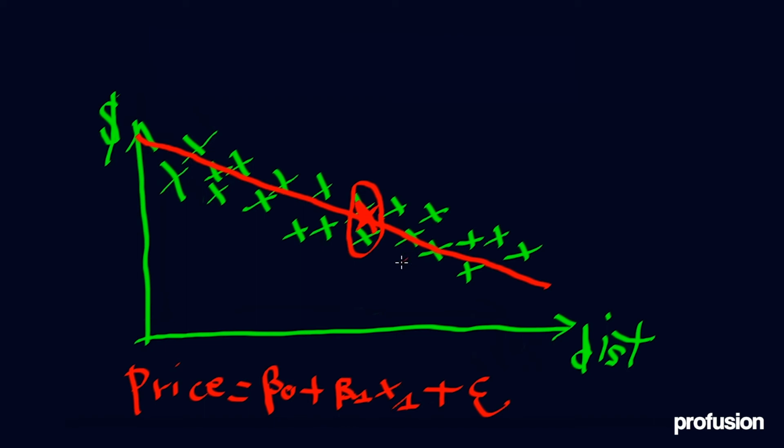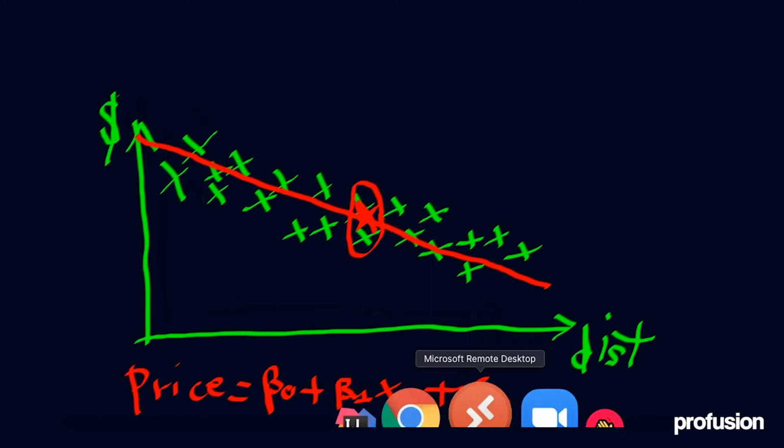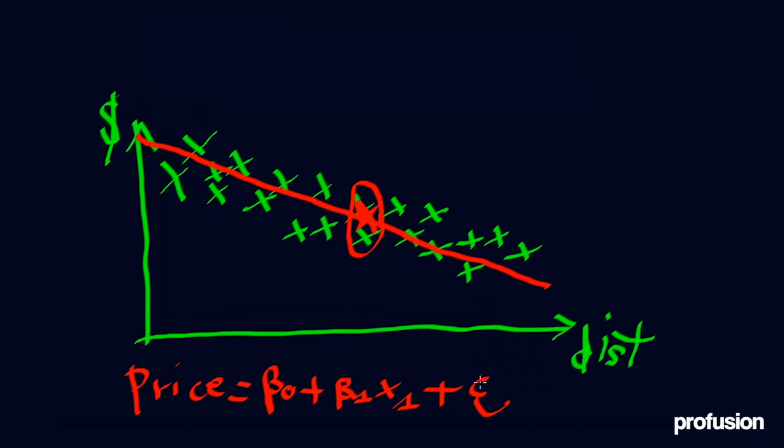And beta 1 essentially represents how steep the slope is. If we had seen data that looked much steeper, then this beta 1 coefficient would have been a much larger number in absolute value. What is this funny term here? This is called the random error term. It's denoted by the symbol epsilon.